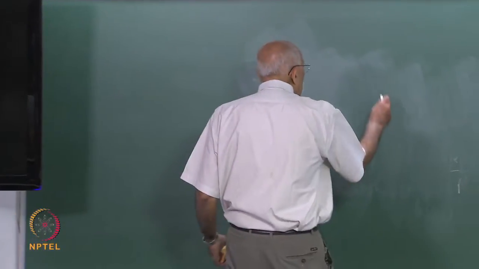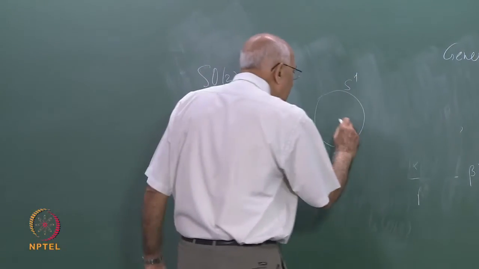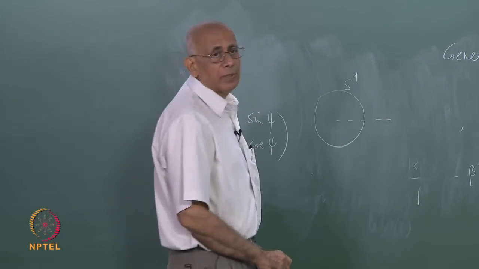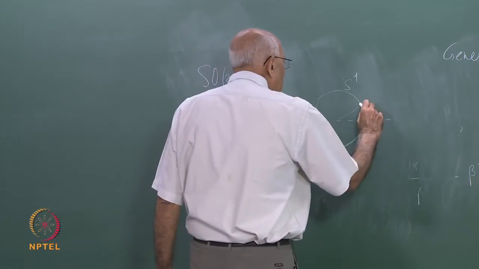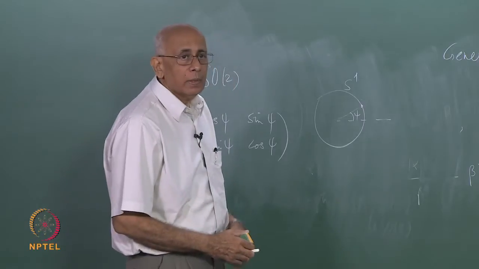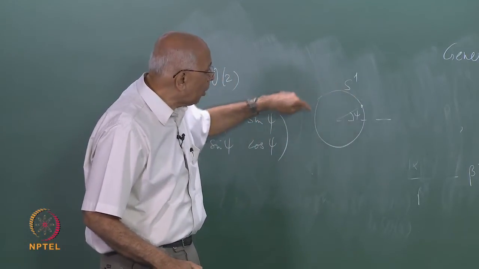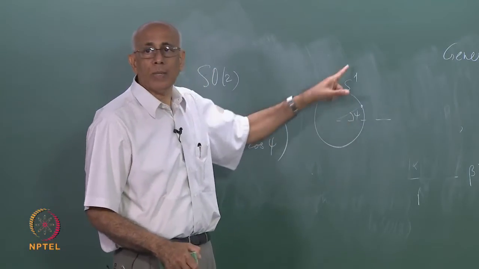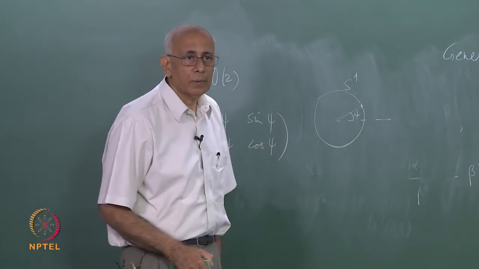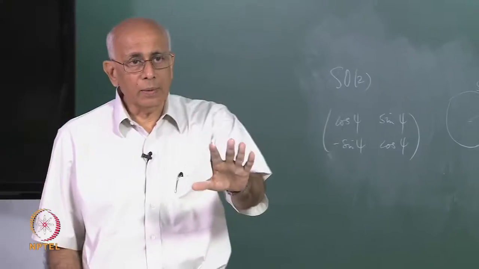So the parameter space is S1, because with respect to any reference direction, you can actually tell me this point here corresponds to the angle psi. So all the rotations here are parameterized by points on this circle, which is a one sphere, S1. Okay. So the parameter space of SO2 is S1, this we know.